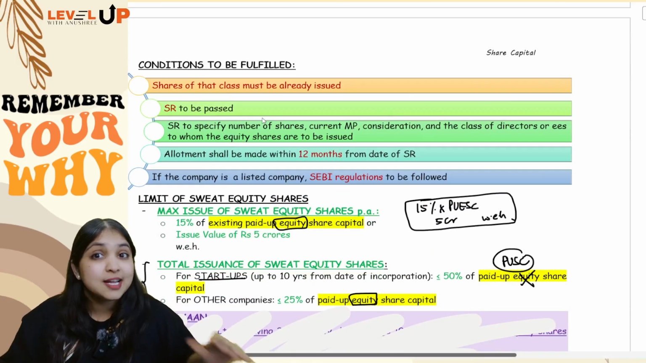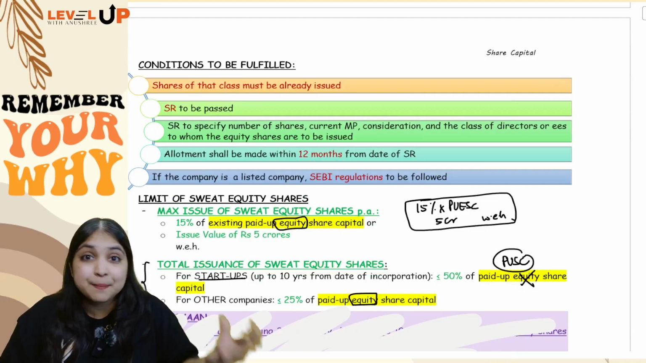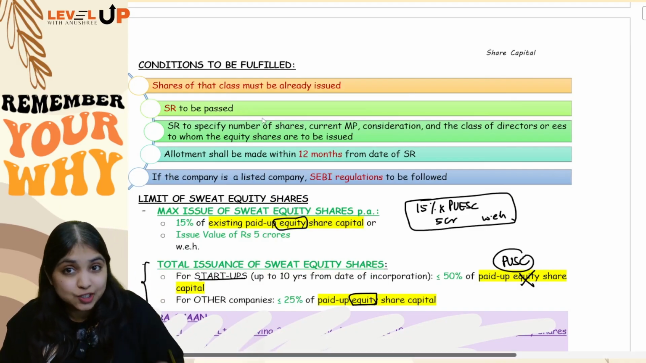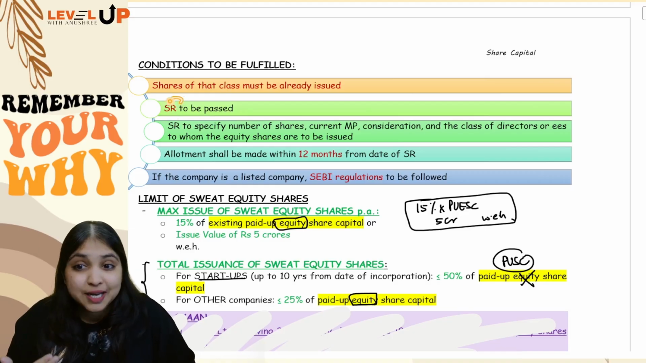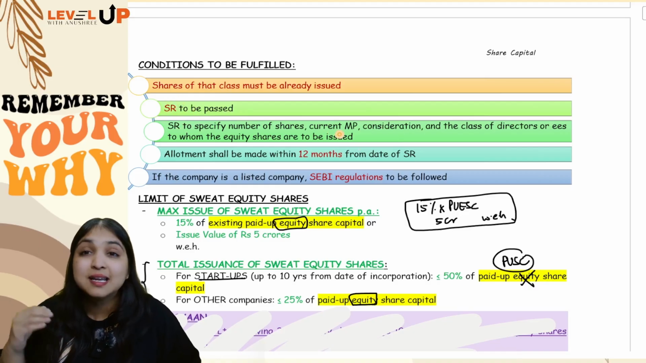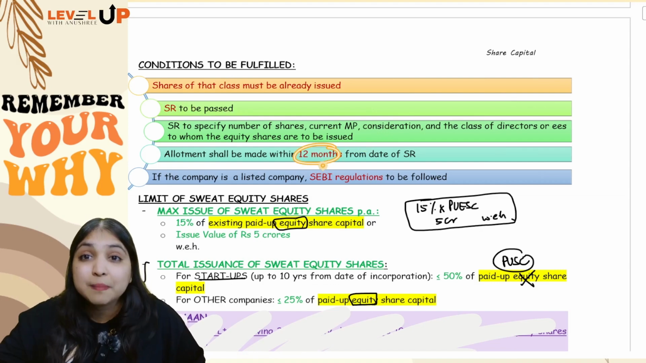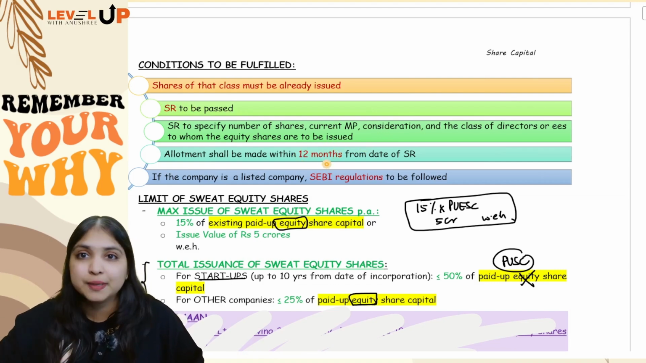Second important point, sweat equity shares cannot be a separate class altogether. Sweat equity shares have to be of a class which is already issued. Then to issue sweat equity shares, a prior special resolution is to be passed. That special resolution will have a validity period of 12 months. Within 12 months, the company should complete the allotment of sweat equity shares.